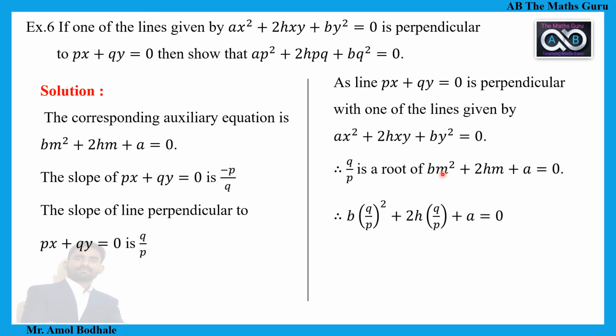So q upon p must satisfy this equation. We put m replaced by q by p. So we get q square by p square into b, plus 2h into q upon p, plus a. If we multiply by p square, we get q square b plus 2h pq plus a p square, that is ap square plus 2hpq plus bq square.